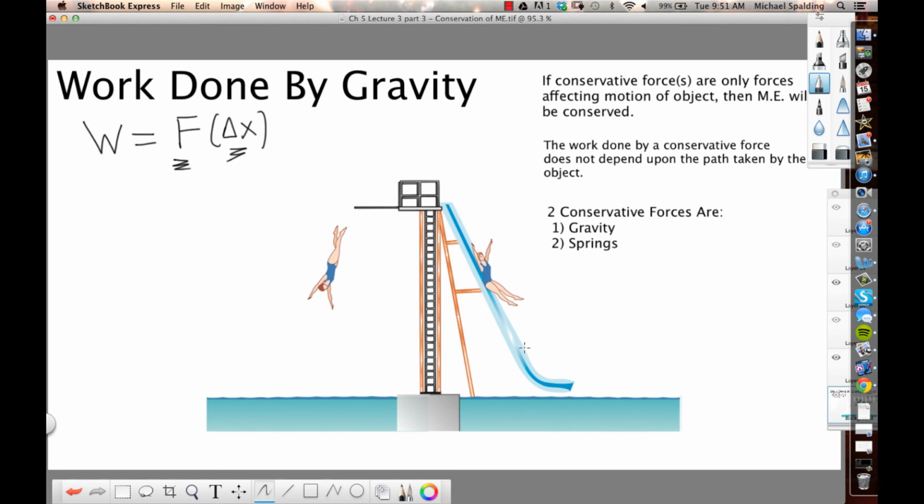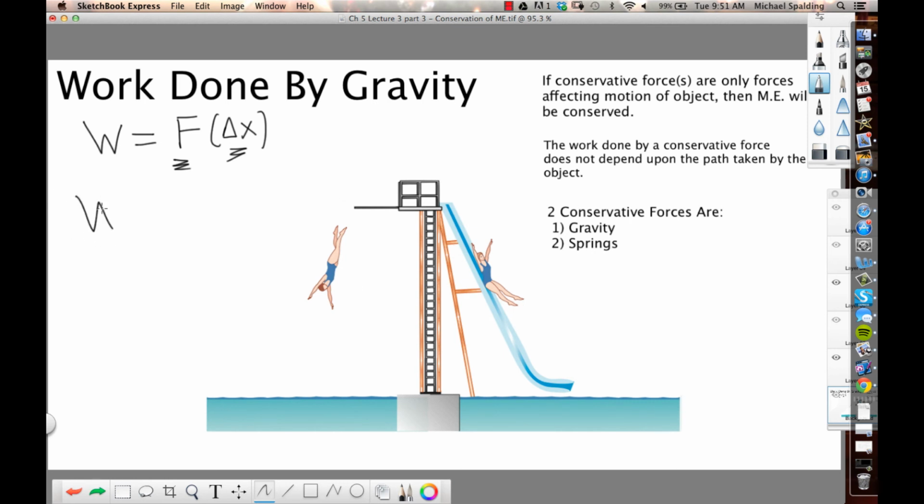The point being made here is that the work done by gravity is the same for this and for that. It doesn't matter how she goes down, right? Whether she jumps off the left side and dives into the water, or she slides down the slide, the work done by gravity is the same. So how do you figure out work done by gravity?